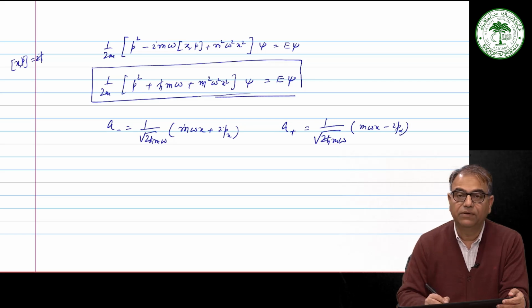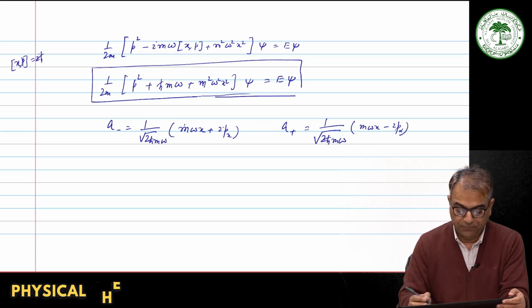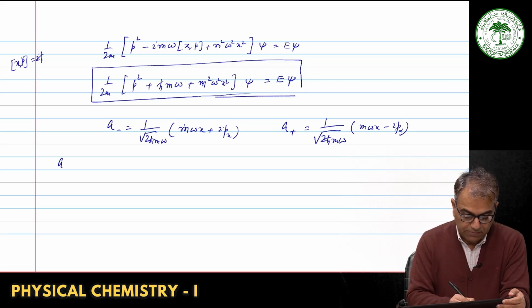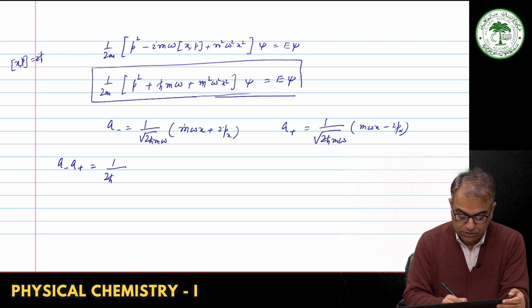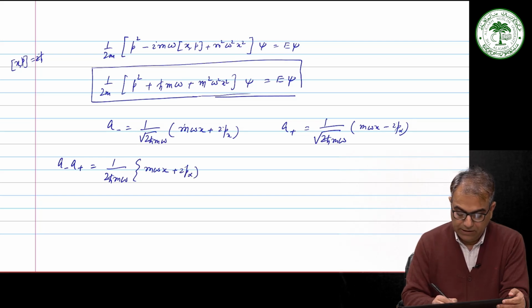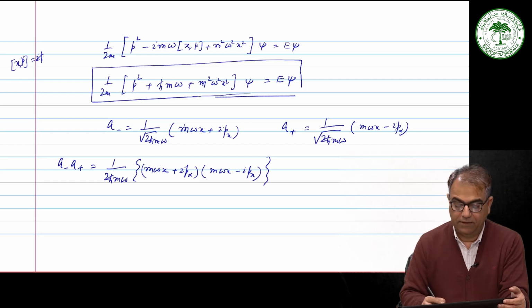And the same thing we did in factorization also. Okay. So, if you find A minus A plus, then you will be multiplying these two and the result will be 1 by 2 h cross m omega into m omega x plus i p x and then m omega x minus i p x. Okay.